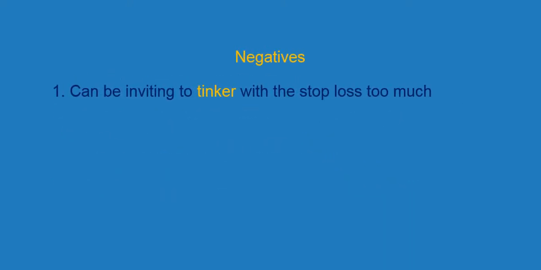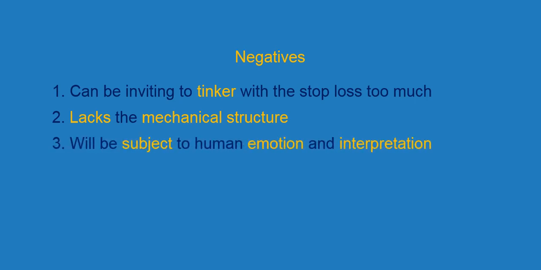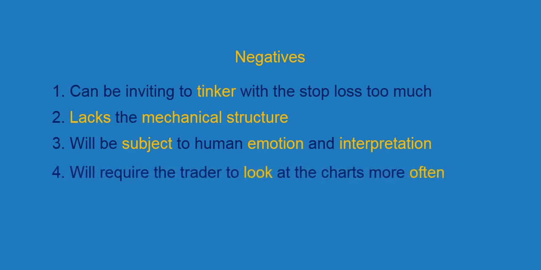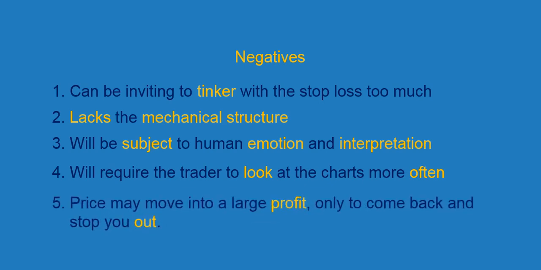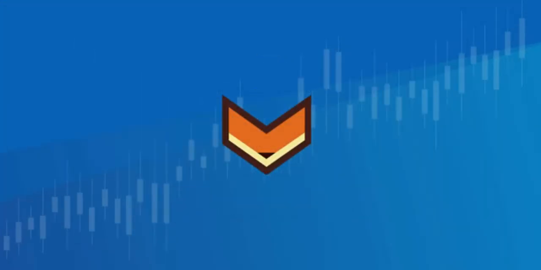It can invite you, the trader, to tinker with the stop loss too much and potentially suffocate the trade. It also lacks the mechanical structure of all other options and will therefore be subject to human emotion and differing interpretations of price. It will also require you, the trader, to look at the charts more often, and if you are unable to access your charts, price may potentially move into a large profit only to come back and stop you out. Please remember that when it comes to trade management, consistency is essential.